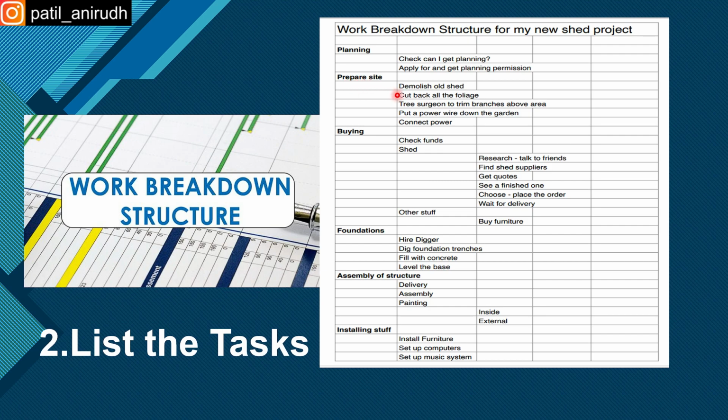Okay, and then preparing the site, that is demolish the old shed, cut back all the foliage, tree surgeon, put a power wire, connect the power. Basically, it's like an abandoned building you can consider, and he is demolishing things. Next is buying. He may go and buy new stuff to build that. Then foundations: hire a digger, dig foundation. And assembly and structure, assembling things and installing stuff like furniture, music system. So this is a type of work breakdown structure.